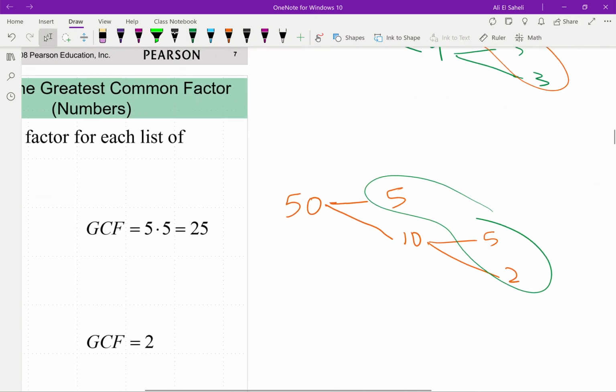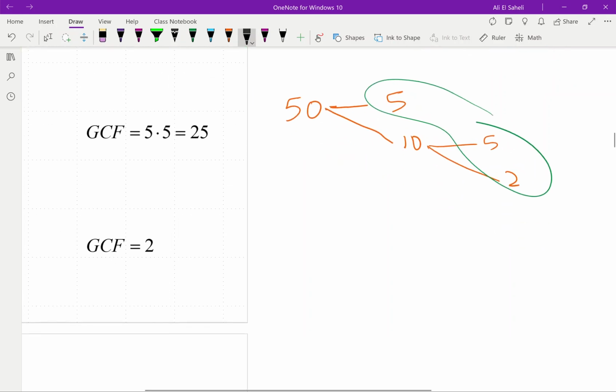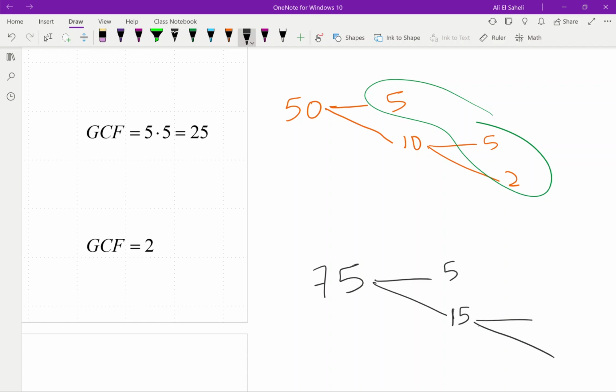75. If you divide 75 by 5, remember 75 ends with 5, so it divides by 5. So 75 is 5 times 15. 15 is 3 times 5. And here we cannot go any further.